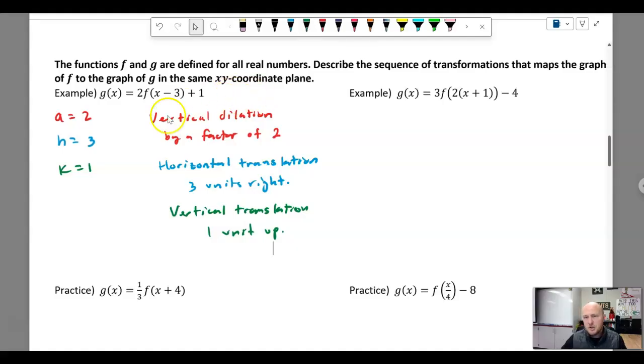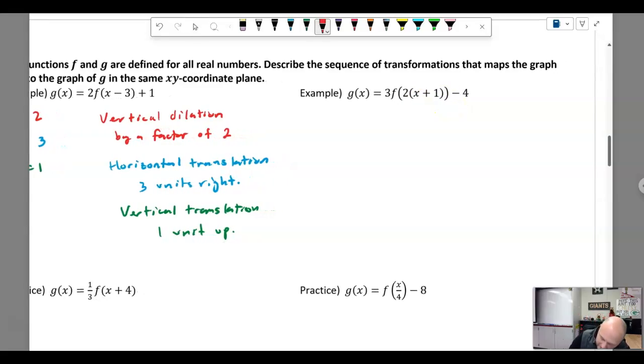AP Precalculus does not use stretch or compression, so you don't have to worry about the size of the vertical dilation factor. They just use dilation for everything. Okay, so very important. It's not a reflection because it's not negative. Let's check out example number 2.